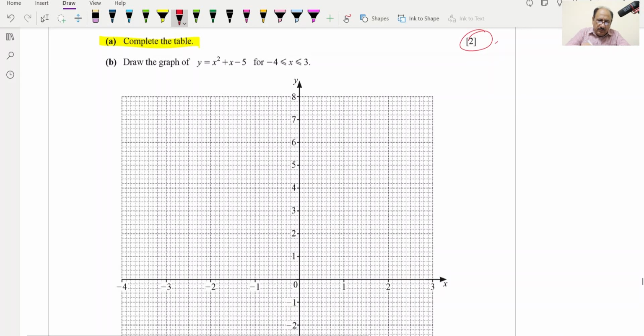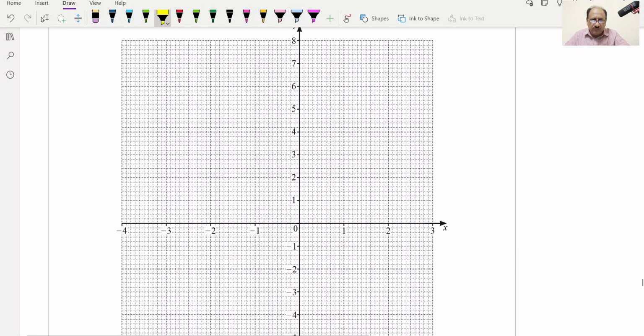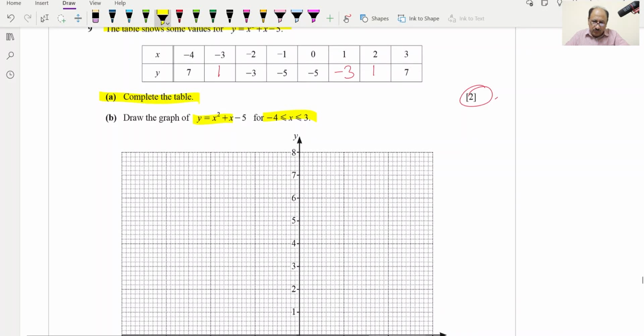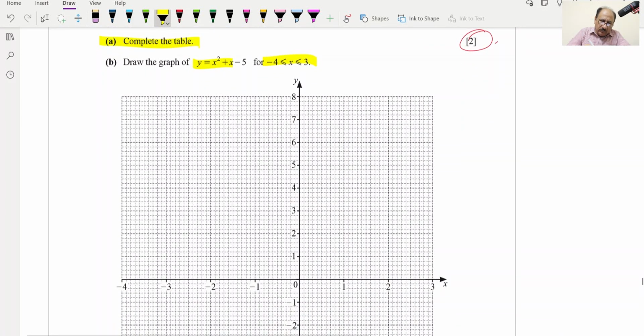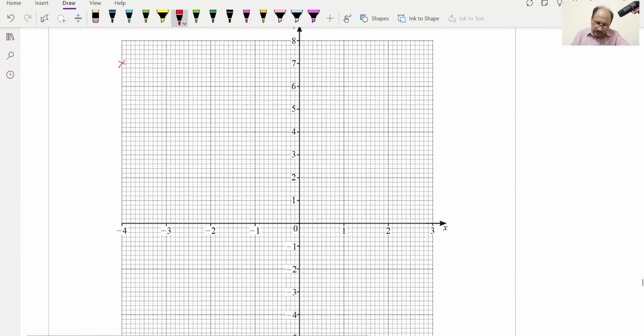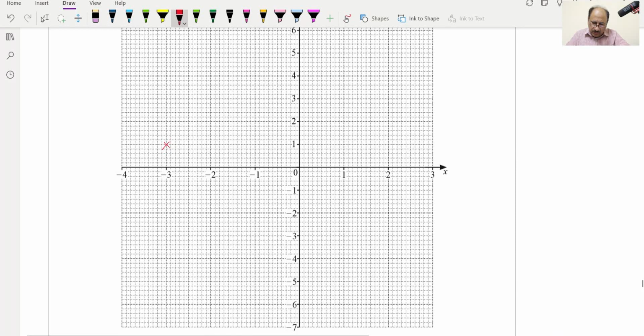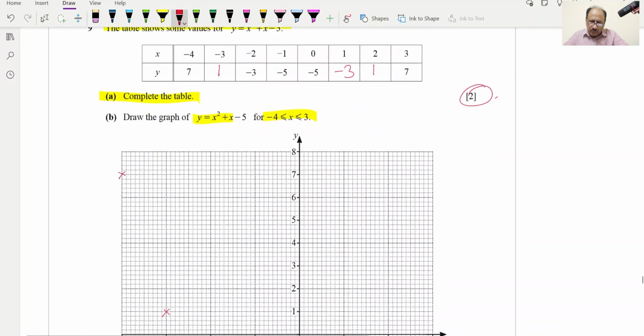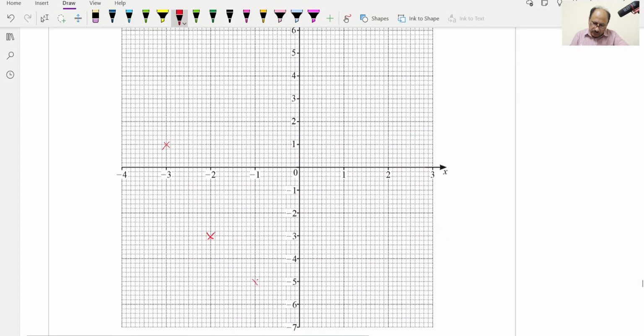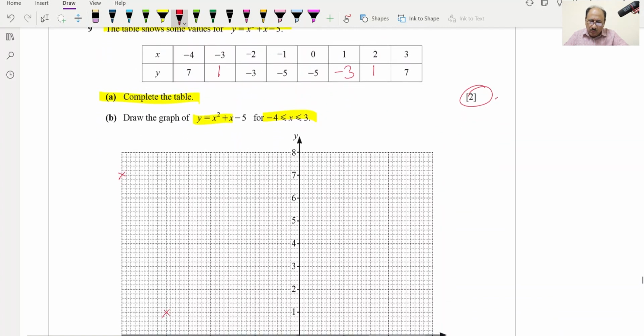Now draw the graph. We have to draw the graph from minus 4 to 3, and this is minus 4 and 7, minus 4 and plus 7. So minus 4 and plus 7 will be this point, and next point is minus 3 and 1. Minus 3 and 1 is this point, and next is minus 2 and minus 3. So minus 2 and minus 3 is this value, and next is minus 1 and minus 5.